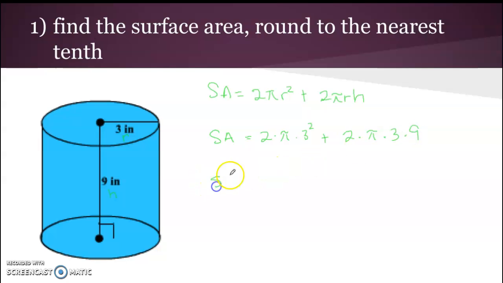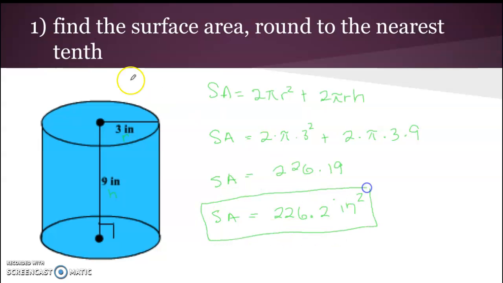And plug this just like that in your calculator. Don't go crazy. So this will be 226.19. And if we round this to the nearest one decimal, it will be 226.2 inches squared. Final answer. Right? And again, tenths means one decimal. That's why I rounded at the very end.